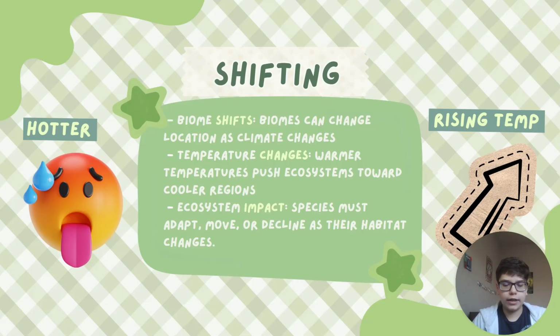So the trend that you're going to see is that whenever the temperature changes, warmer temperatures push ecosystems towards cooler regions. So if it's getting warmer in the middle, then the top is going to be cooler compared to it. So what used to be in the middle is going to move up to the top. I don't know if that made sense, but hopefully it did. And the ecosystem impact of this is that species have to adapt, move, or unfortunately die out as their habitat changes.